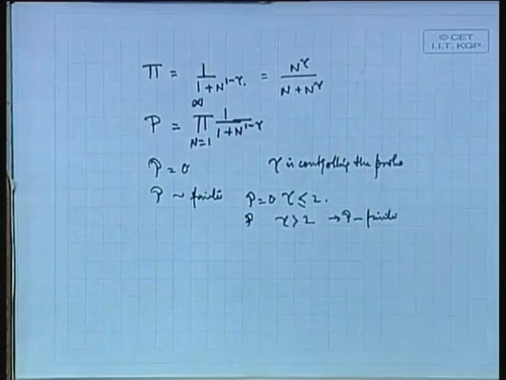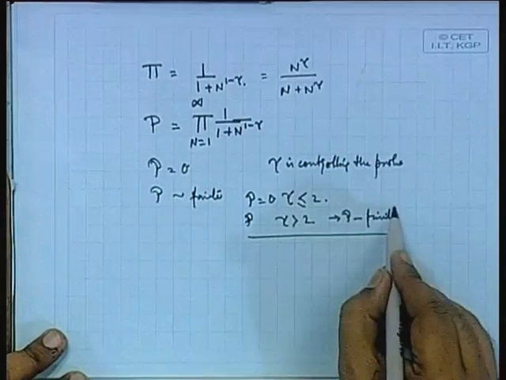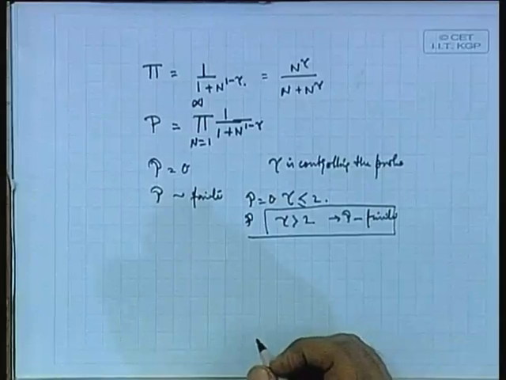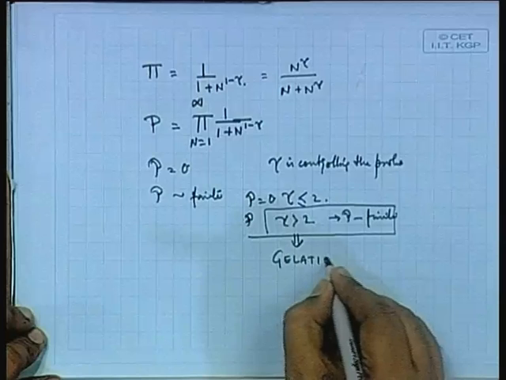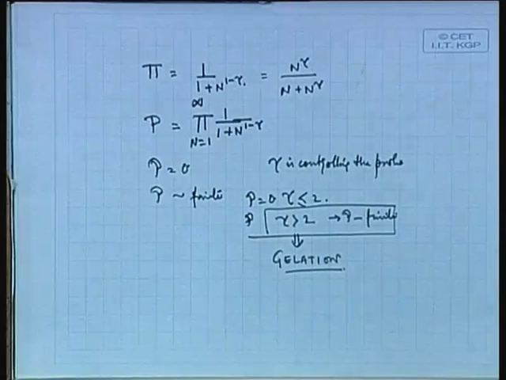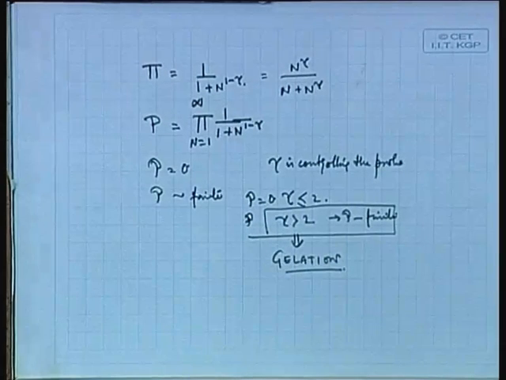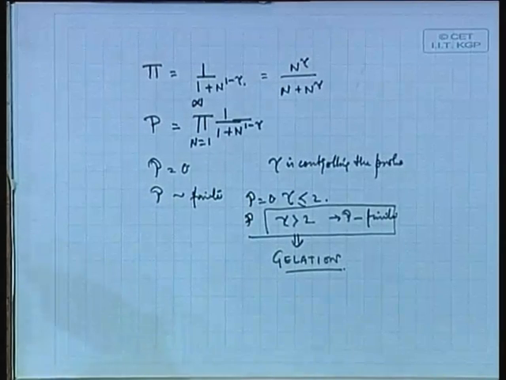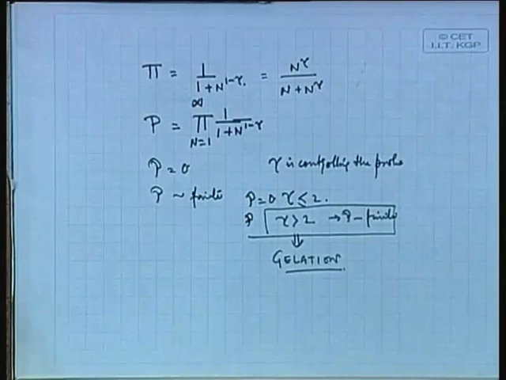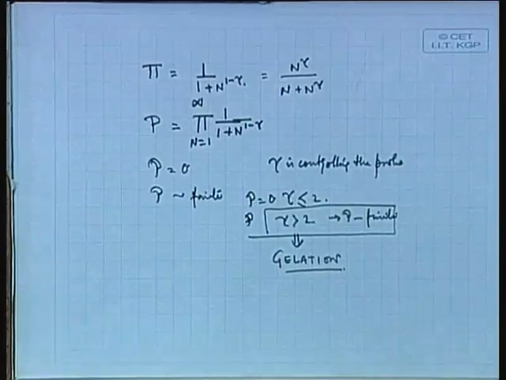So what is happening is, at gamma greater than 2, when the exponent is greater than 2, you get gelation. That means you get a gel node or a star node. And this is how this theory is actually used for how black holes are formed. This is very similar to the theory used for how black holes are formed. You get gelation.